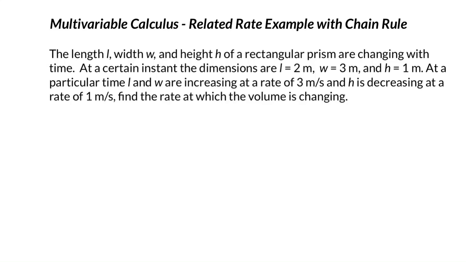I want to talk about how we can use the chain rule in multivariable calculus to do related rates. So, the length, width, and height of a rectangular prism are changing with time. At a certain instant, the dimensions are: the length is 2, the width is 3, and the height is 1.